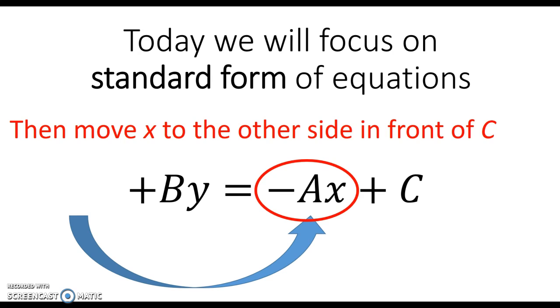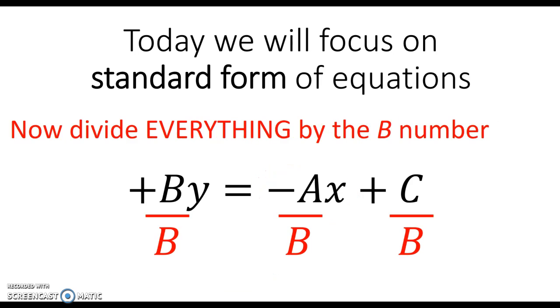Now after we've done that, and all we have is the y on the left side, the x and the number on the right side, we're going to get rid of the number that's with the y because we want y by itself, and we're going to divide everything by the b number. Now it could be negative b, it just depends on what the problem is. If you have x plus y, then it's going to be a positive b that you're dividing by. If you have x minus y in the original problem, then you're going to be dividing by negative b. So whatever the b number is in front of the y, that's what we're going to divide everything by.